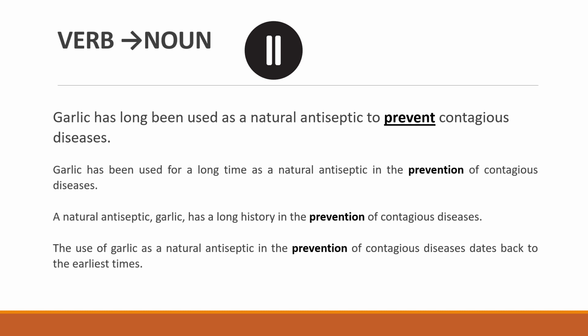This example is from verb to noun. In the first sentence, the writer used prevent as a verb. In the paraphrased sentences, the writer used prevention, the noun form of the verb, to get a similar meaning. Also, pay attention to the verb use in the first sentence, and in the third paraphrased sentence, look at the noun form of use. This is called nominalization.